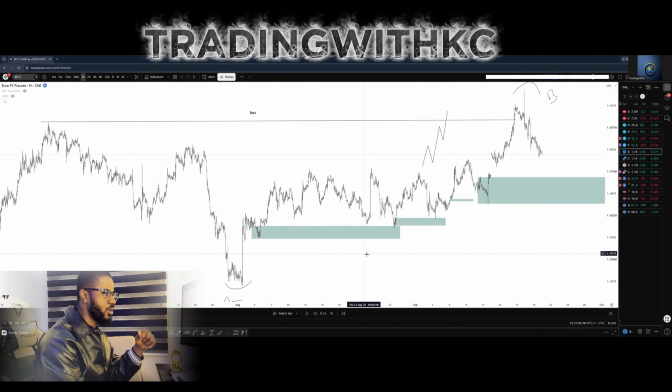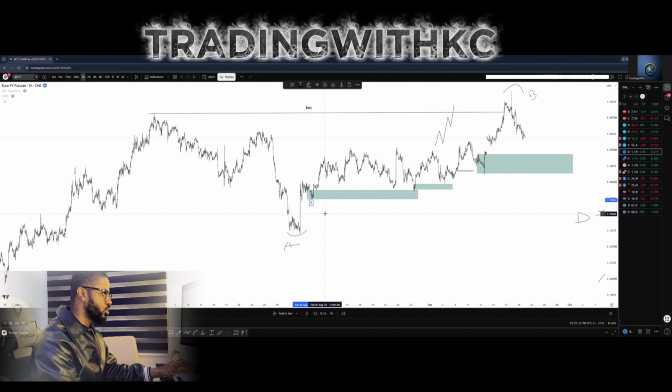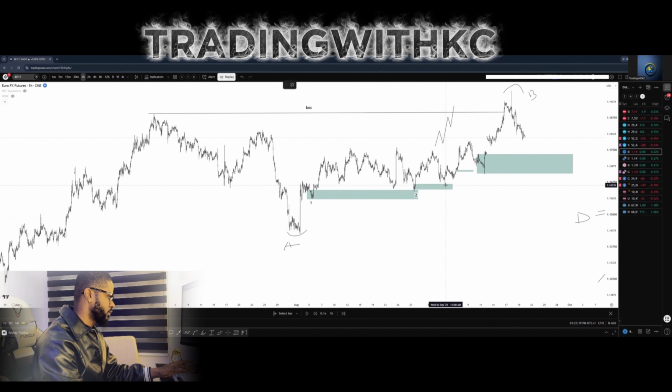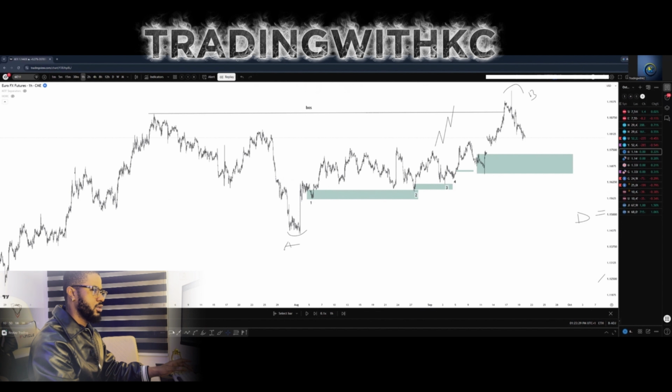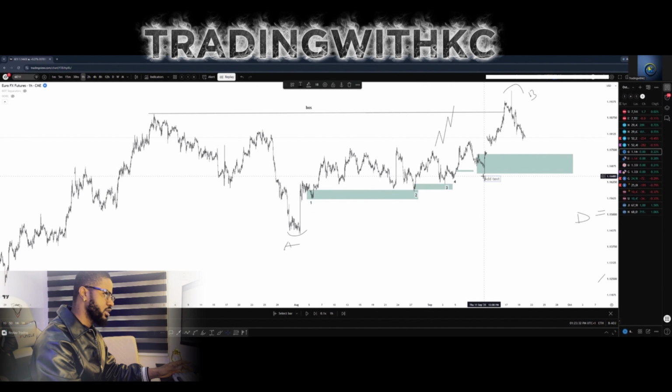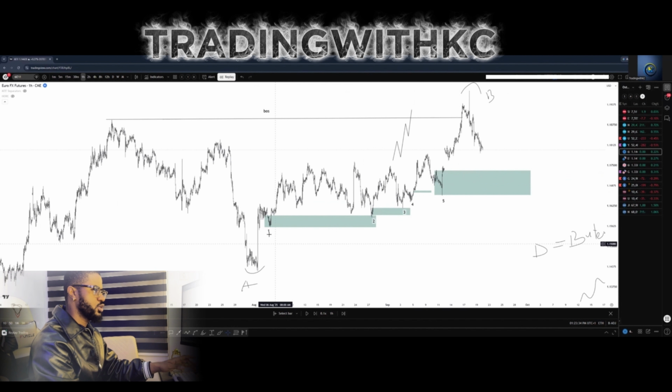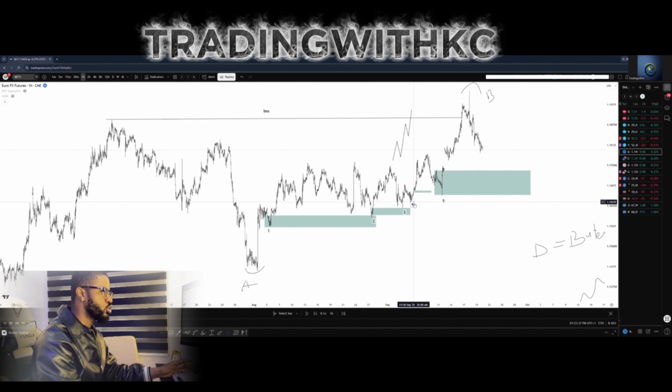Now I'm going to put a number label among them. So this is low 1. This right here is low 2. This is low 3. This is low 4. Then the last one is low 5. So it means from low 1, 2, 3, 4, and 5 all have proper mitigation with each other.